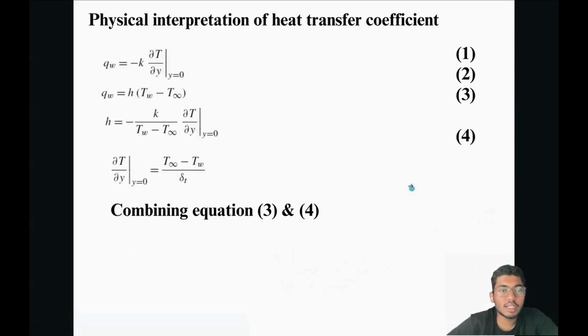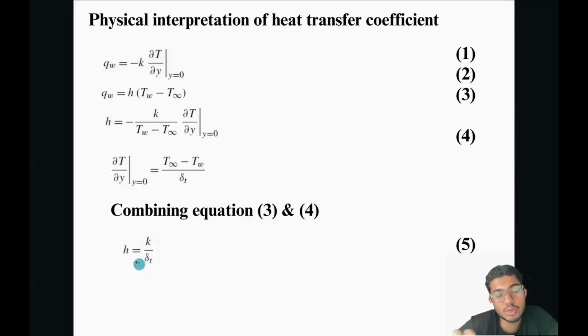Now rearranging the equations, that is Q is equal to minus k dT/dy, this is Fourier's law, and this is Newton's law of cooling. Rearranging, we got the equation for h. Now we have defined ∂T/∂y, that is the slope, as (T infinity minus Tw) by δT. Combining the equations, we get h is equal to k by δT.